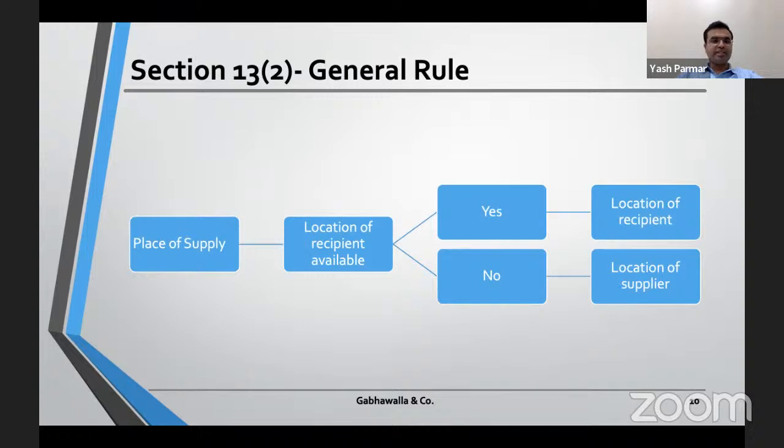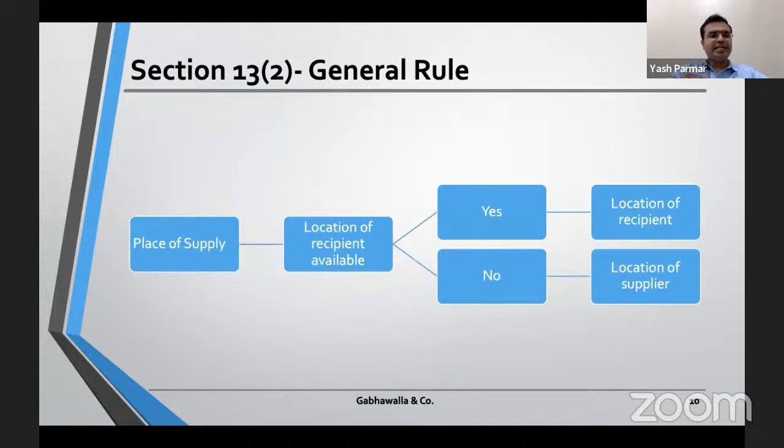So basically in section 13, there are various scenarios. There are 8 to 10 different scenarios whereby specific provisions are there for specific kinds of services. And if you are fitting in those particular types of services, then you have to refer to those particular clauses. But if you are not specifically fitting on any of those clauses, then you have to refer to this general clause, which is clause number 2.